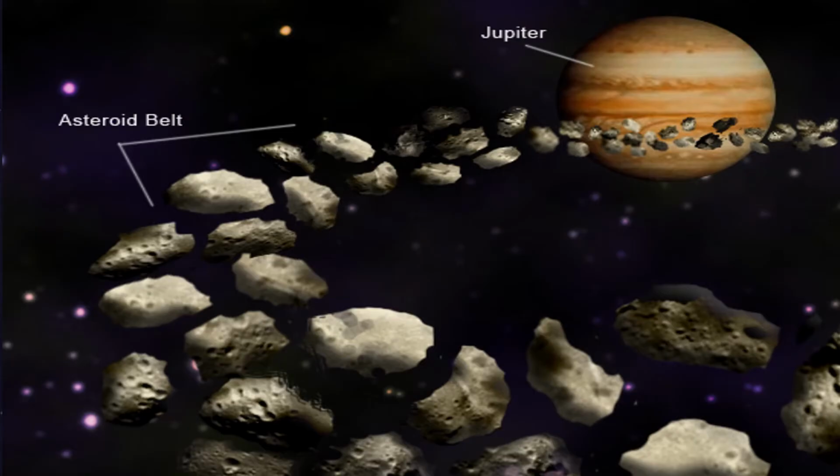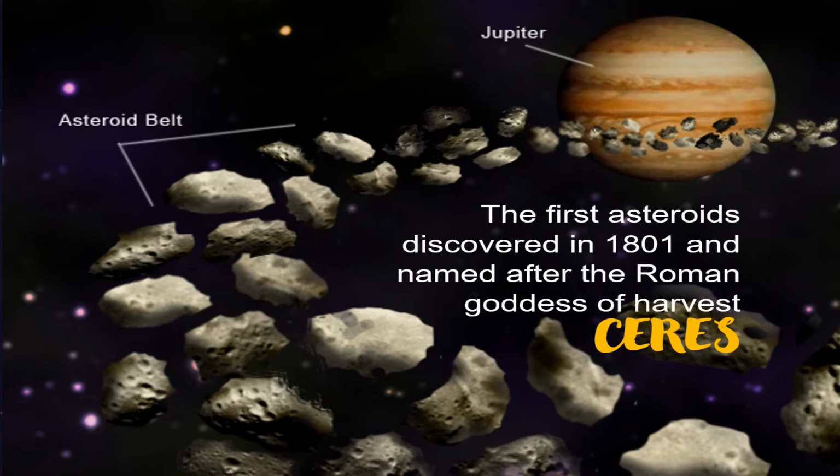Take a look at this image. This is Jupiter and there is what we call the asteroid belt, and those are the asteroids. So the first asteroid, huwag niyong kakalimutan, was discovered in 1801 and named after the Roman goddess of harvest, which is Ceres.